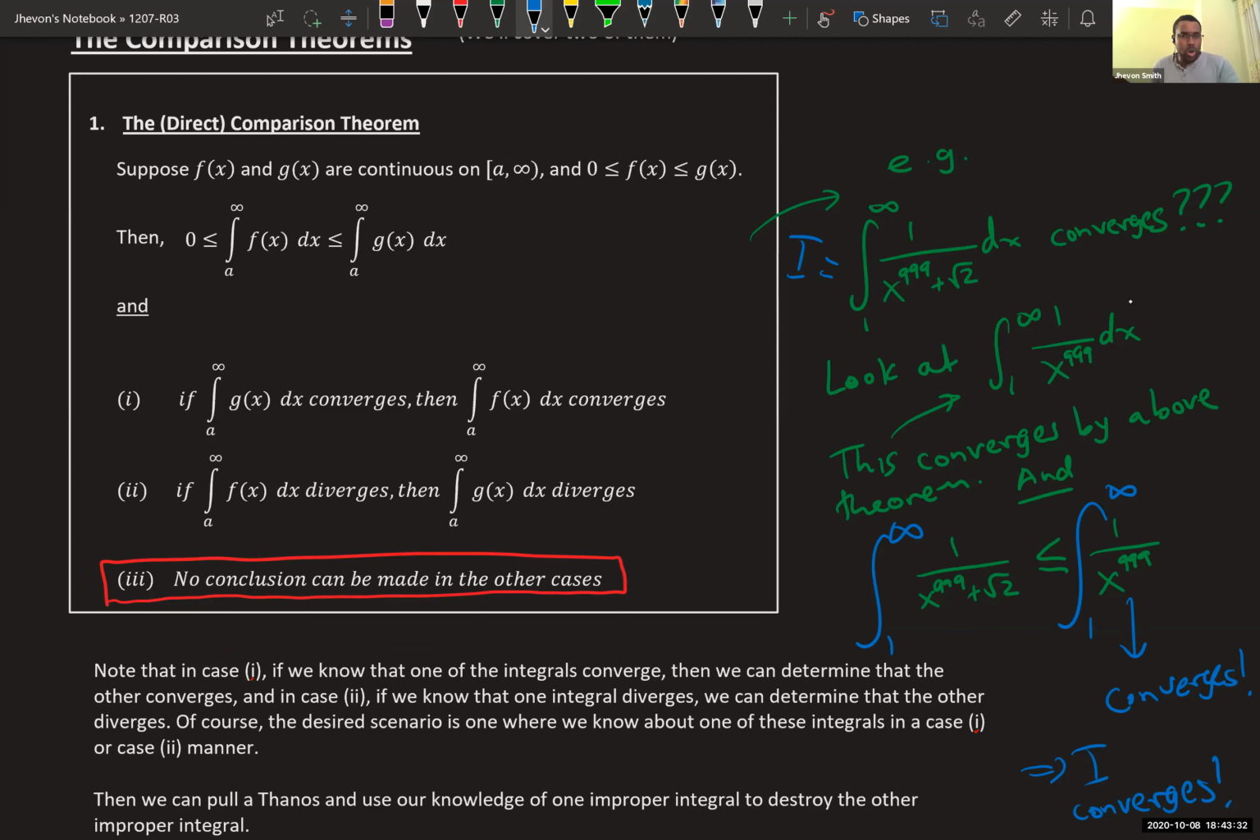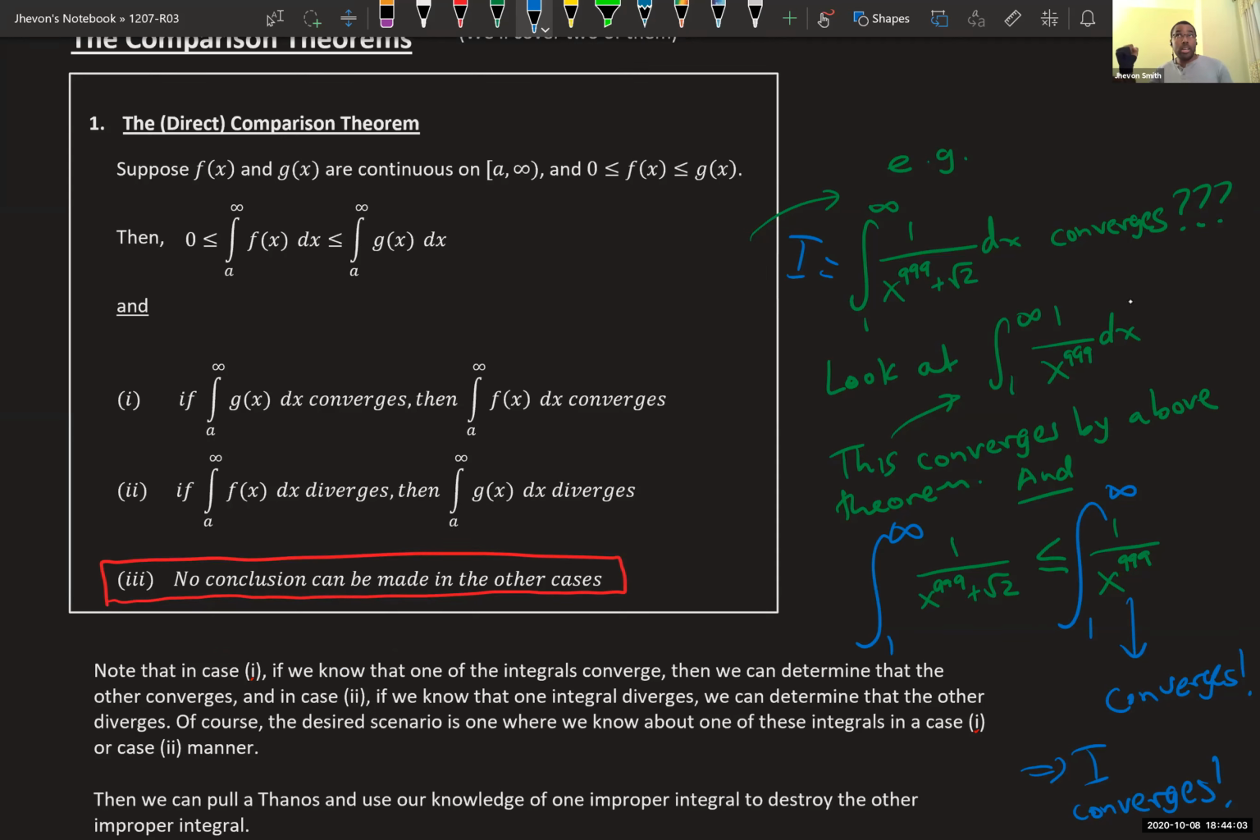Like, what does this add up to? No idea. I have no clue. It adds up to something though. And I can even tell you what that thing would look like. It would add up to 1 over 998. It's something less than or equal to that. I can tell you that. But more than that, I can't really say, right? So I can actually know about what this integral is going to do based on what the upper integral is going to do. So that is called the direct comparison theorem.